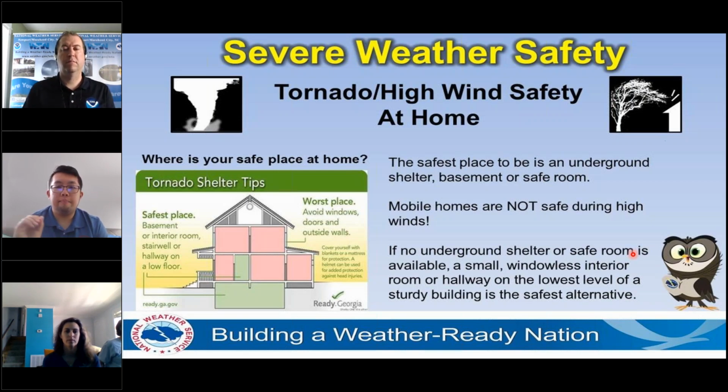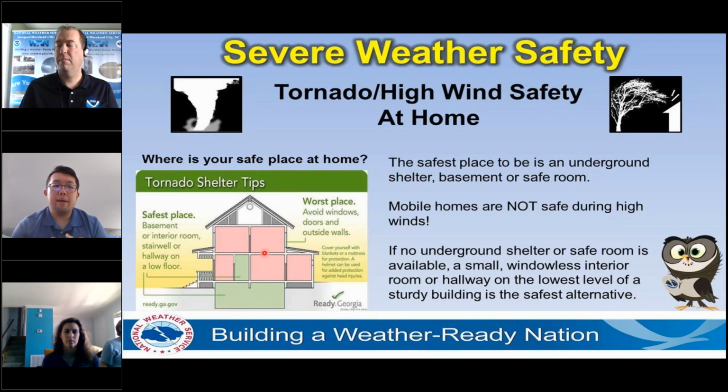When there's a tornado, the best place to take shelter is underground in a basement or a safe room if you have it, or a storm shelter of some sort. If you don't have a basement, and a lot of folks don't, the next best thing to do is find an interior room or stairwell or closet or bathroom that is inside the middle of your house. There's no windows and there are no walls next to the outside of your home. Again, avoid windows, try to avoid doors and outside walls.